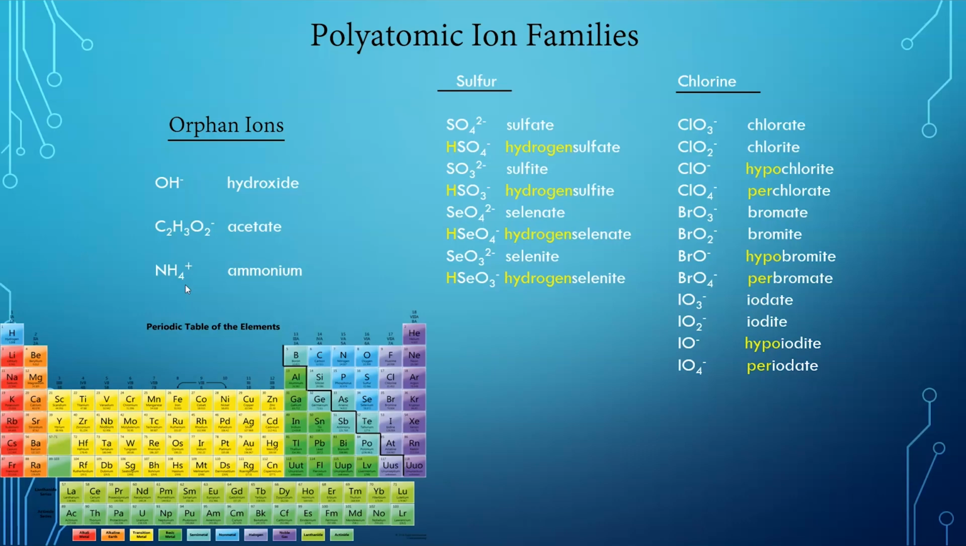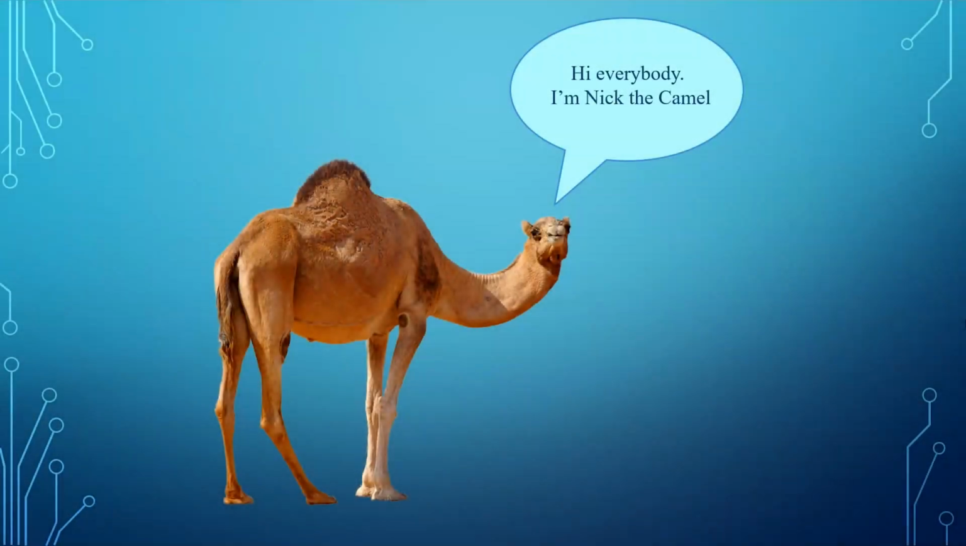At this point, then, we have our 39 polyatomic ions. We have the 36 that are members of the 5 families, plus the 3 orphans. That gives us our total of 39. I promised you earlier that I would show you an easy way to remember the big 5 polyatomic ions, the heads of the family, and my friend Nick here is going to help us do that.